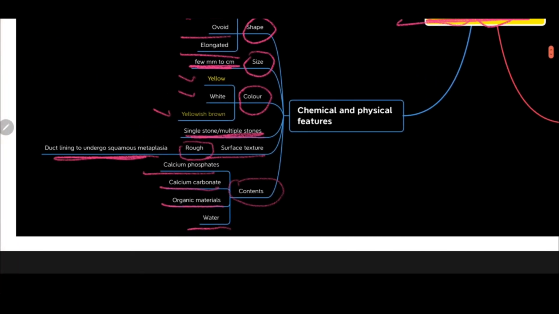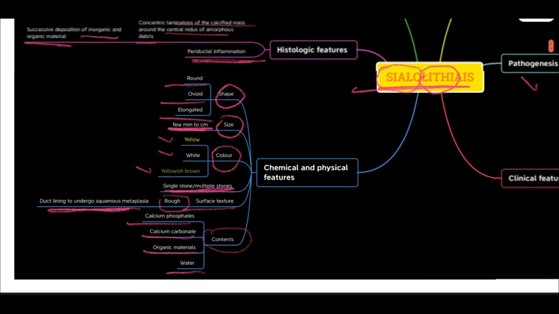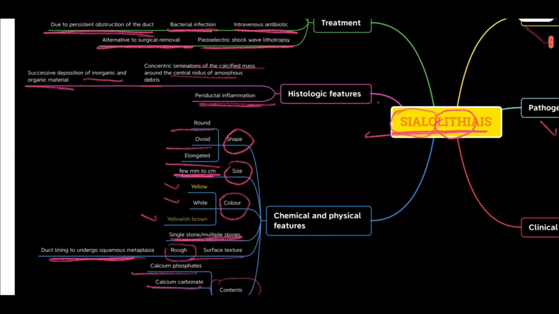Then we came to the chemical and the physical features. We talked about the shape, size, color, and the surface texture of the sialolith. We also talked about the content of the calcium that is deposited around it. Then we spoke about the histological features, where we spoke about the concentric laminations, that's important, and the periductal inflammation.